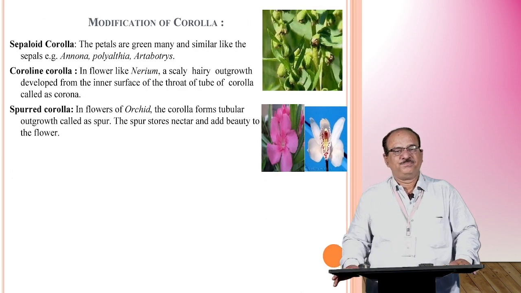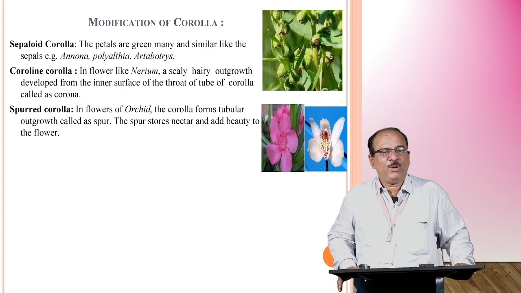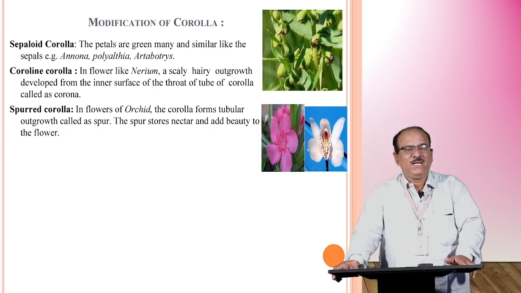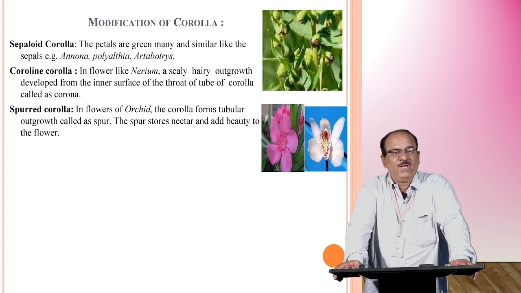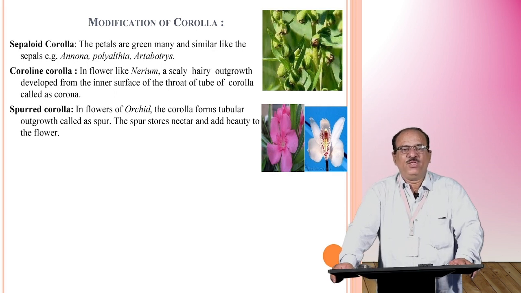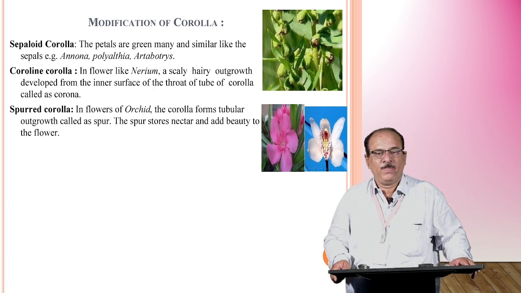Modifications of corolla. Sepaloid corolla: petals are green, similar to the sepals, as in Annona or Polyalthia. Then we have the coronate corolla, especially in plants like Nerium, where there is a scaly outgrowth present on the inner surface of the throat of the tube of the corolla. That is called the corona.